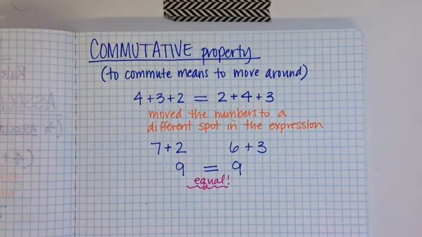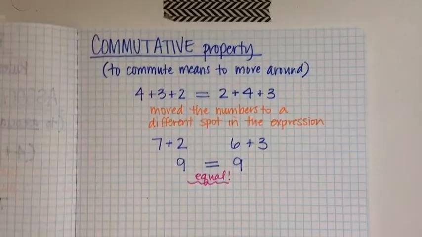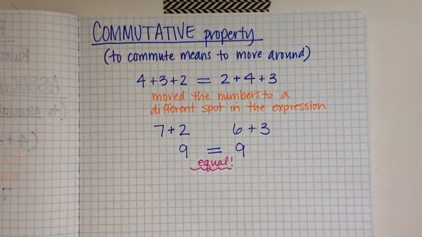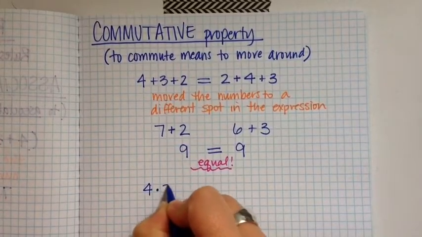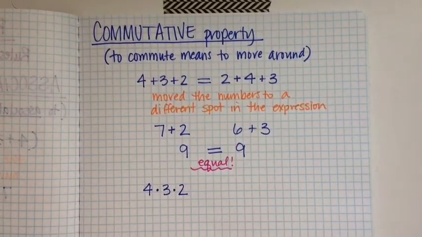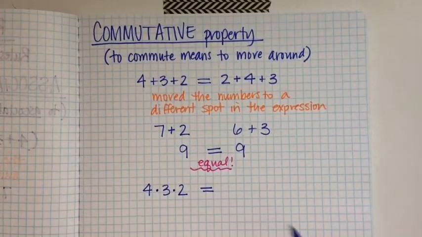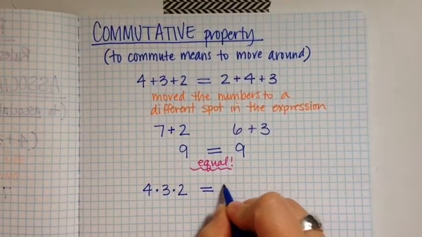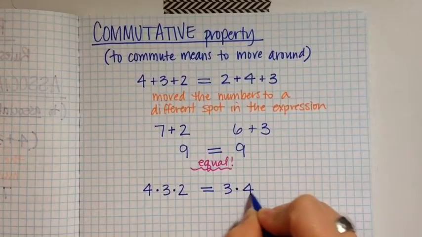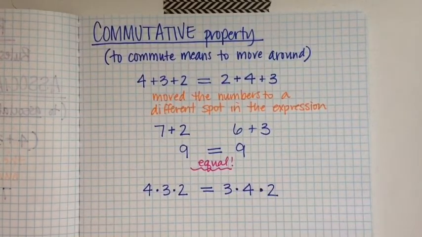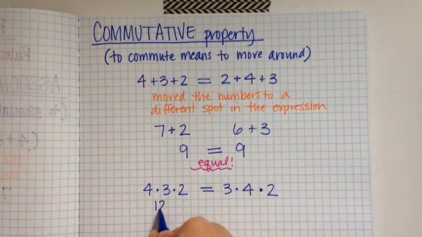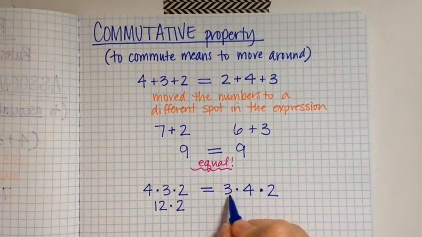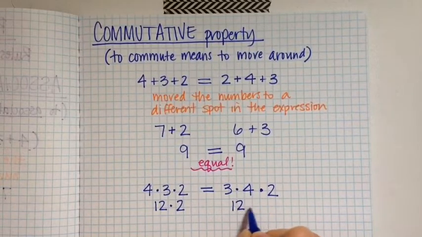Okay? This rule also works with addition and multiplication, just like the associative property. So if we were to do 4 times 3 times 2 over here, and then let's change up the order and we'll do 3 times 4 times 2. Okay, so order changed. Let's make sure that they're still equal by using order of operations to solve. 4 times 3 would be 12 times 2. 3 times 4 would be 12 times 2.